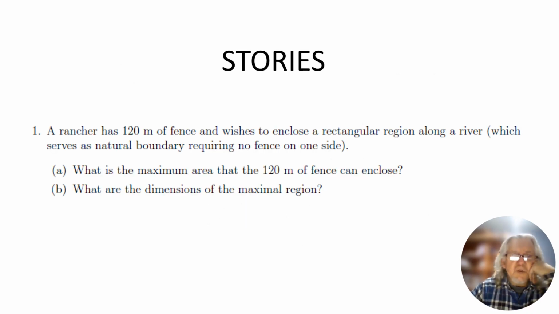A rancher has 120 meters of fence and wishes to enclose a rectangular region along a river, which serves as a natural boundary, requiring no fence on one side. What is the maximum area that the 120 meters of fence can enclose?